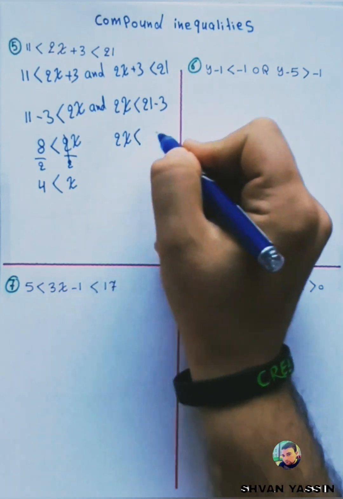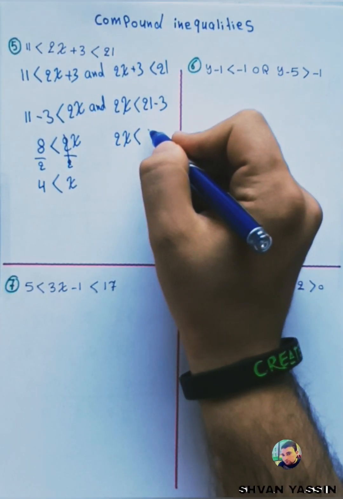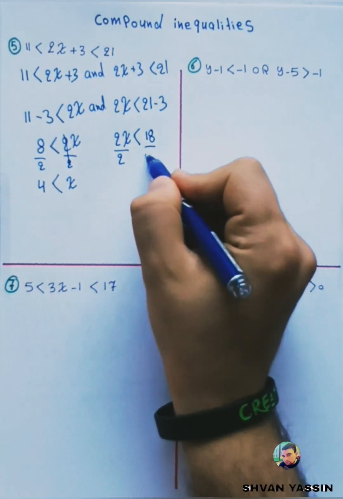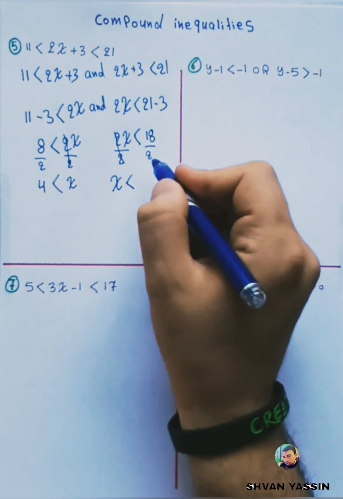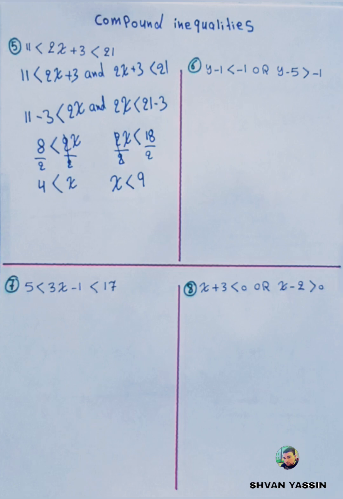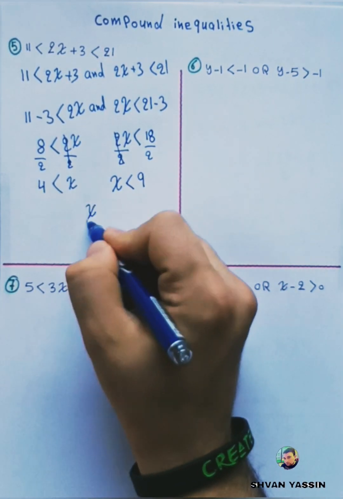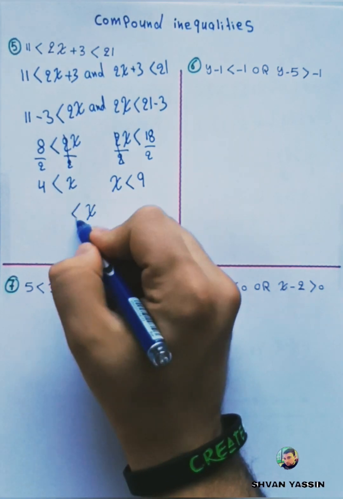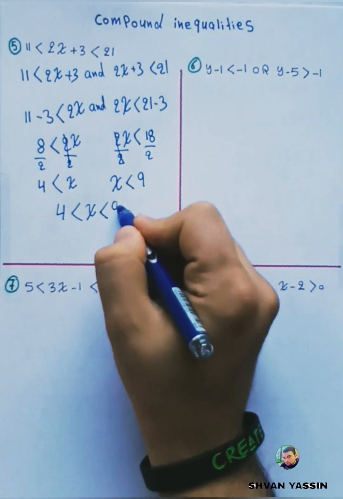2x is less than 21 minus 3, equal to 18. After that, you have to divide both sides by 2. So x is less than 18 divided by 2, which is 9. So we can write this inequality like that: x is greater than 4 and less than 9.